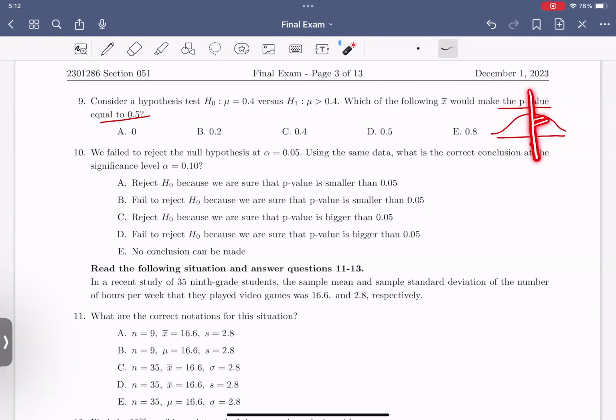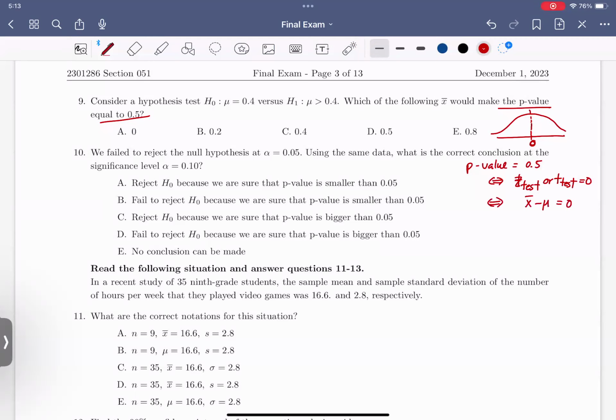So if the t-test is actually at 0, you are going to get the p-value equal to 0.5 here, because when the t-test equals 0, it cuts at 0.5. So the p-value equal to 0.5 is going to happen when the t-test or c-test, whatever it is, equals 0. And that means x bar minus mu equals 0, right?